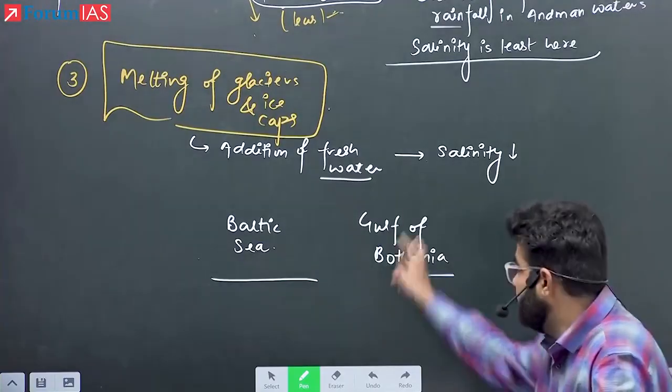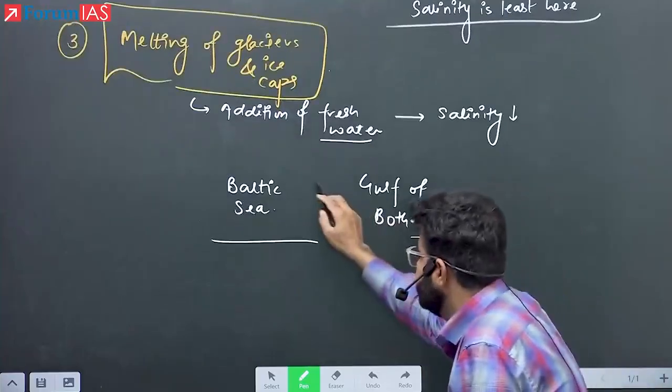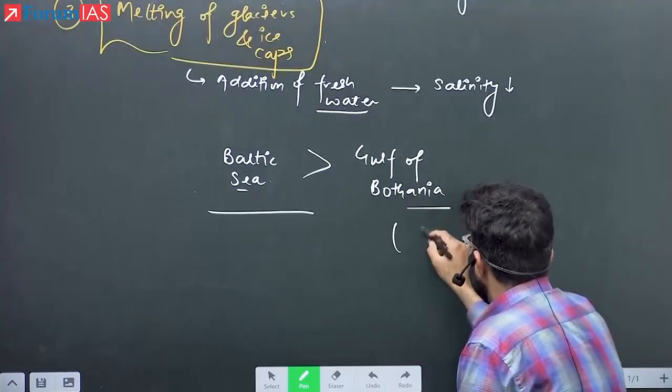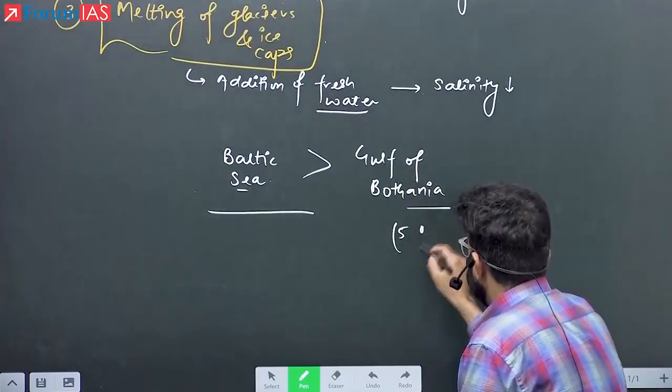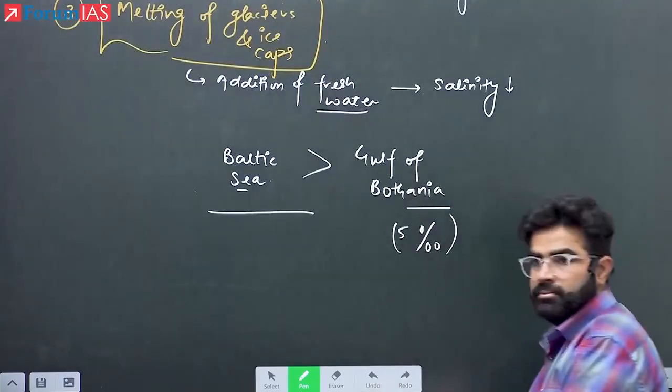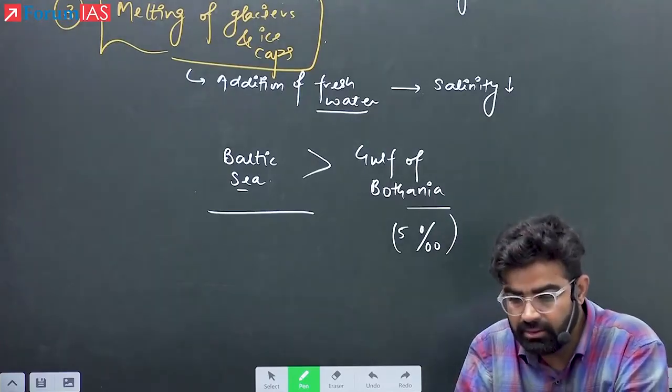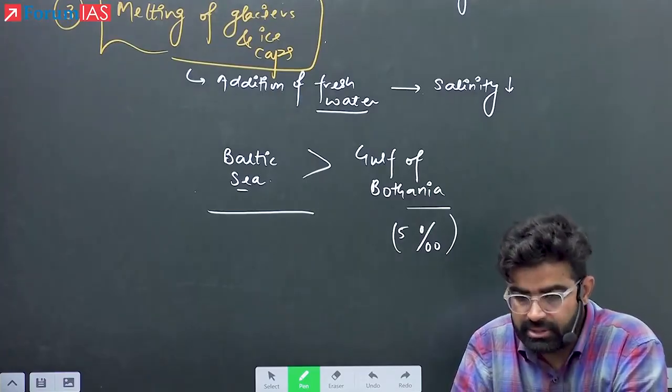Where would it be? Out of these two water bodies, the salinity will be more in Baltic. Here in the Gulf of Bothnia, the salinity is only 5 parts per thousand, because of the fresh water which is being added by the melting of glaciers.